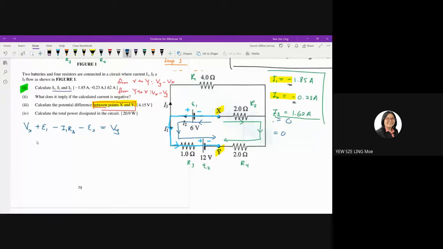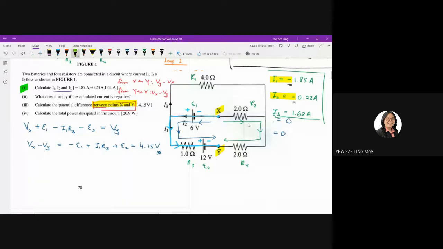If you rearrange the equation, Vx minus Vy is then equal to negative EMF1 plus I1 R3 plus EMF2. So if you plug in the values correctly, you should obtain 4.15 volts. This is the answer that you should get if you got it right.